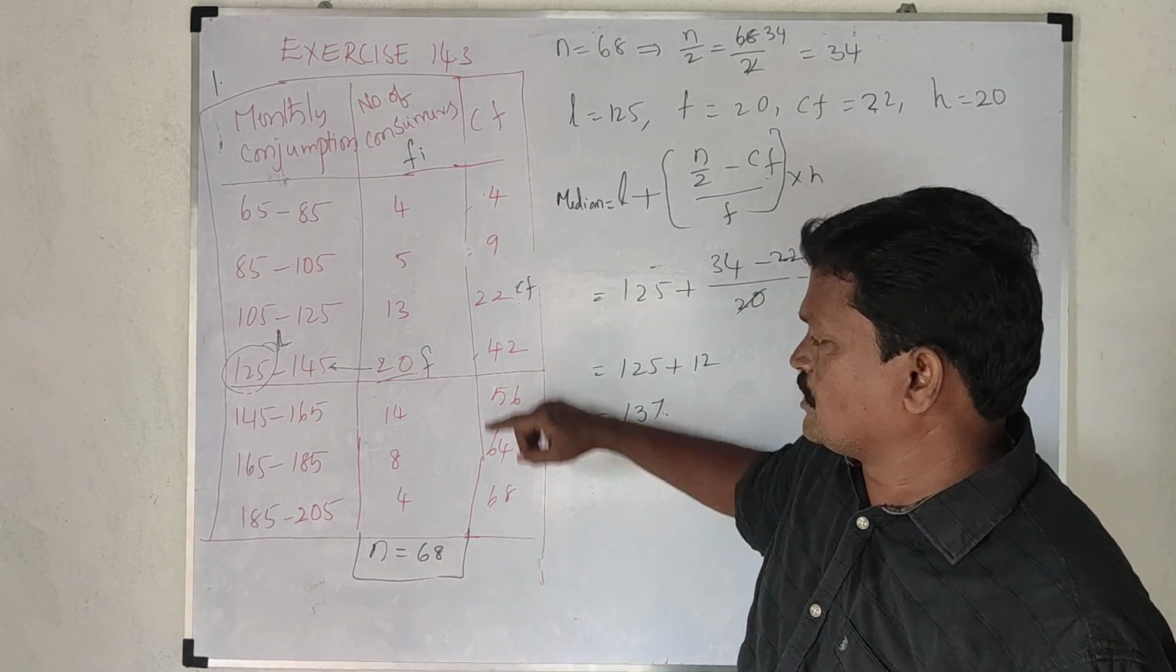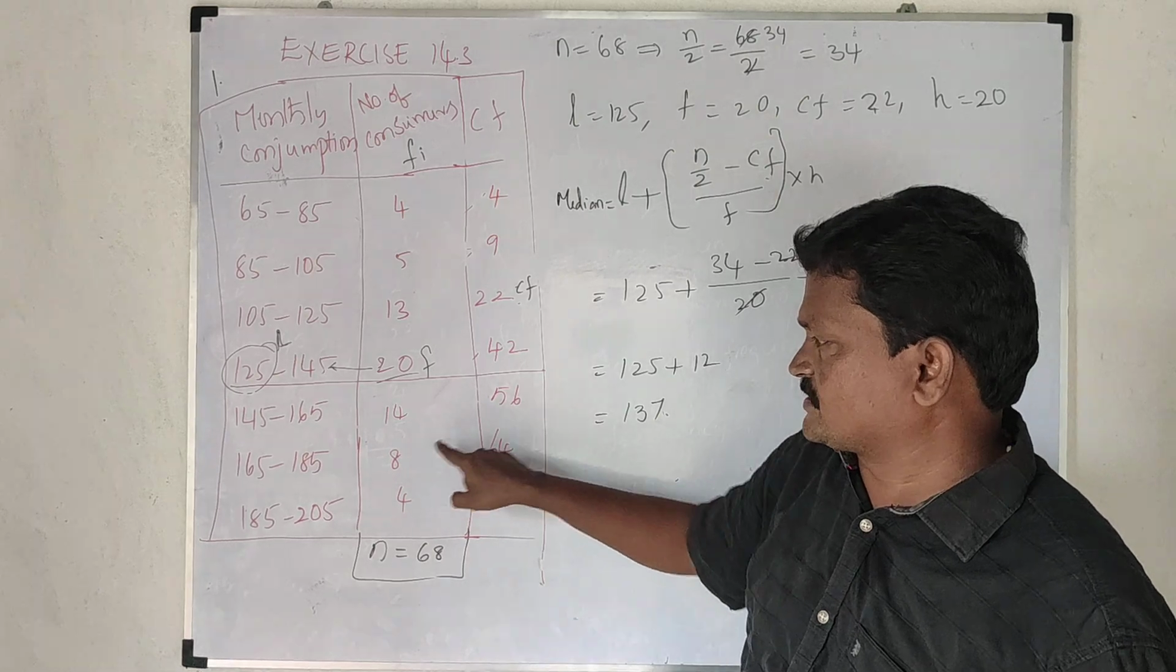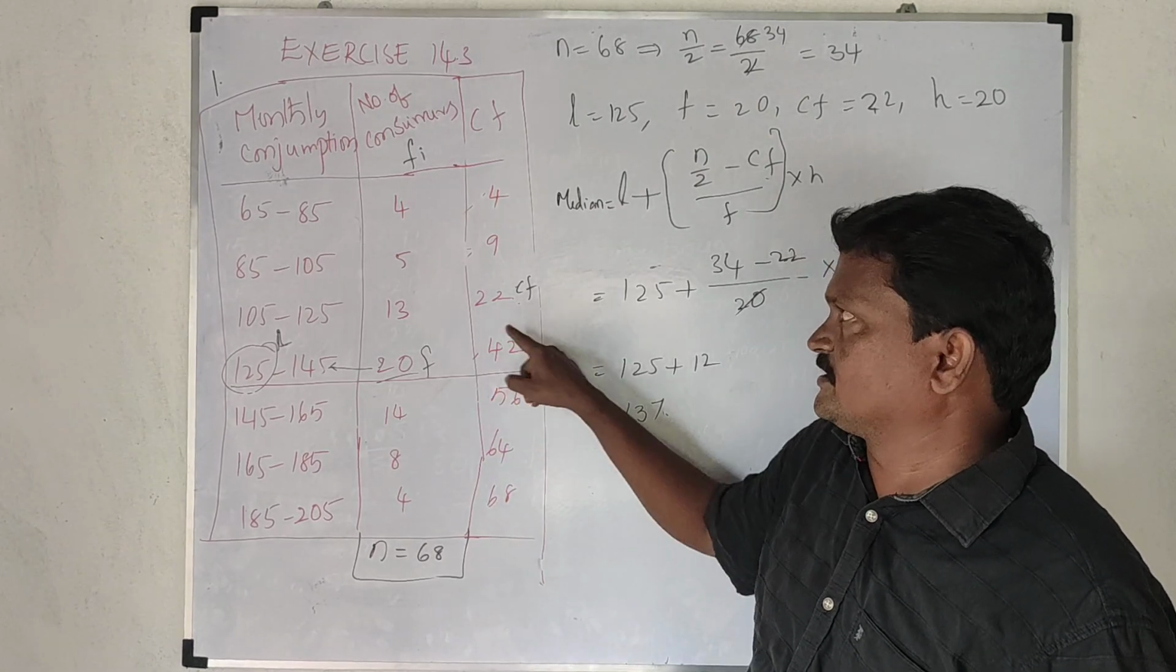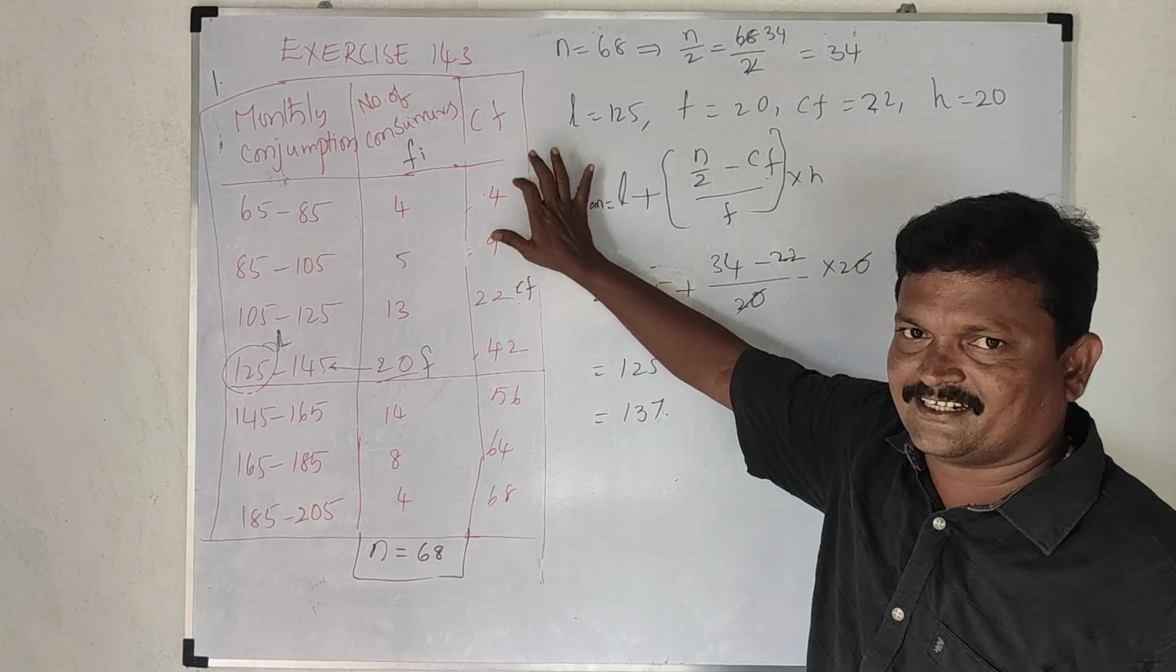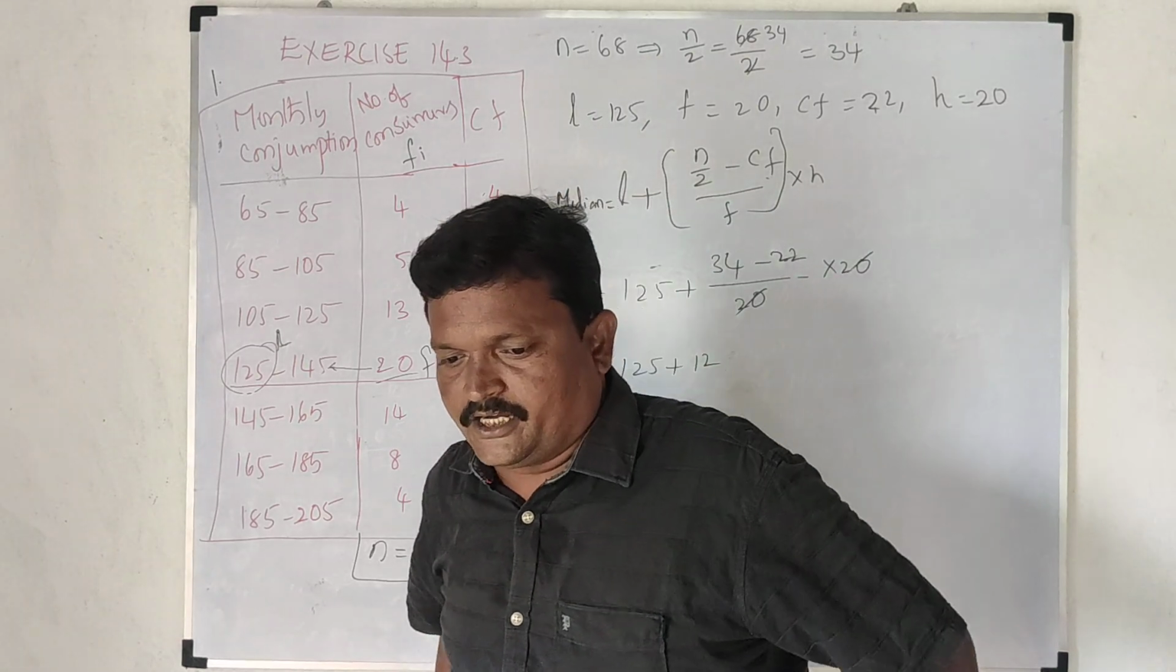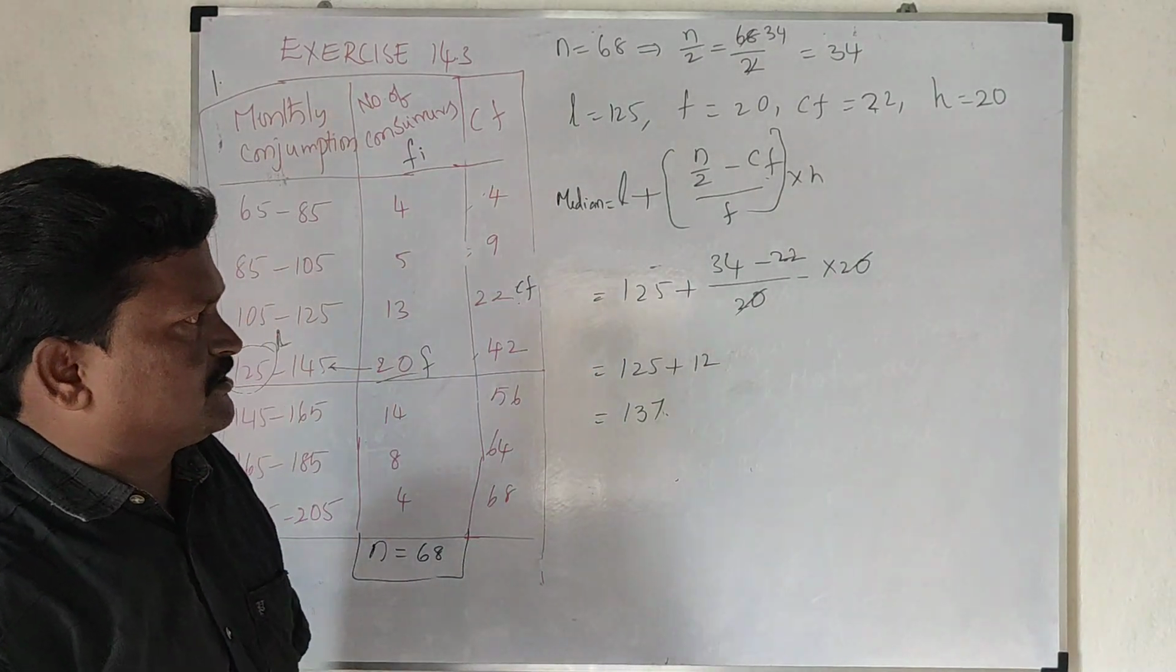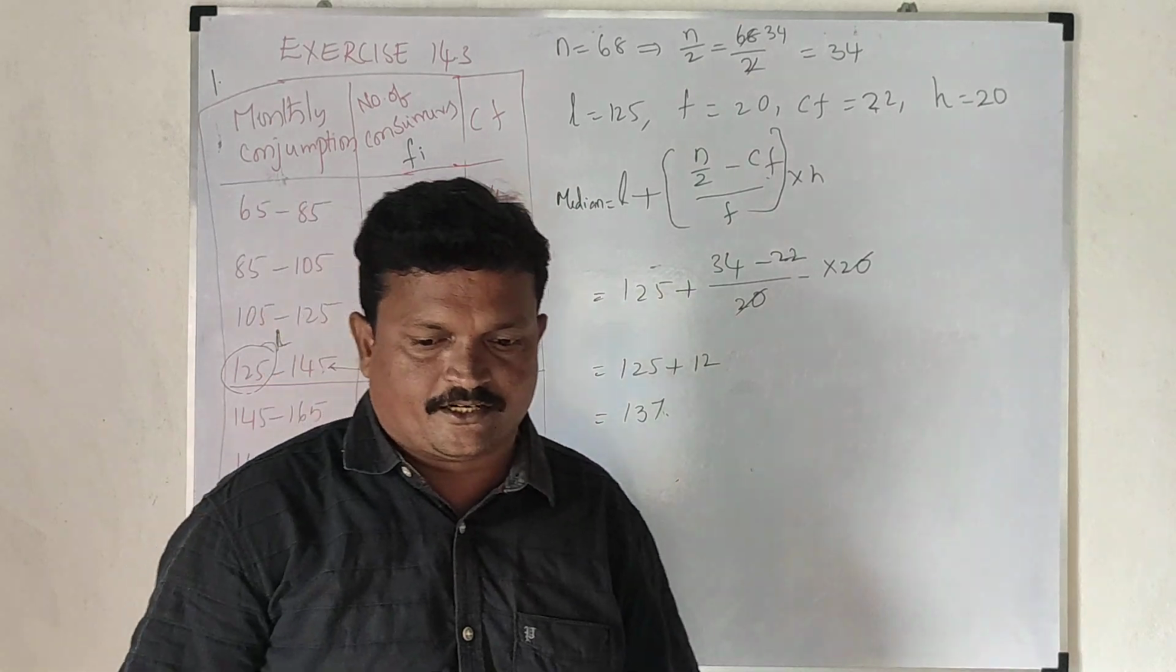64 plus 4, 68. So this will be the total. Otherwise you can take from the 4. First you write 4. 4 plus 8, 12. 26. Like that you will get 68 here. Okay? Like this we have to calculate the median for the given grouped data.